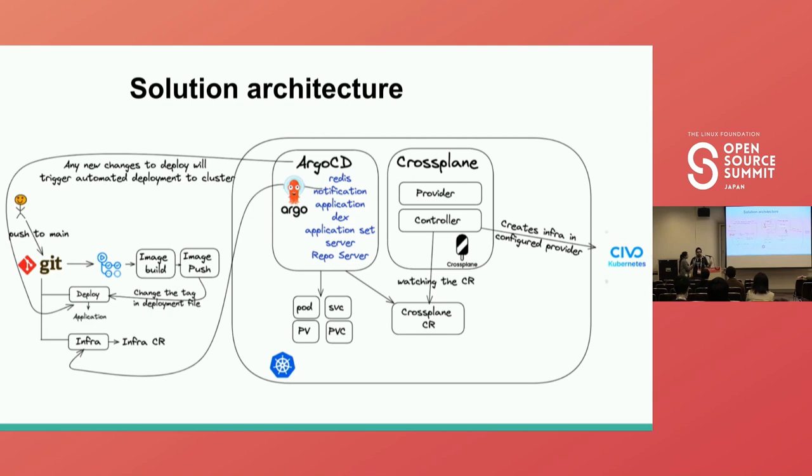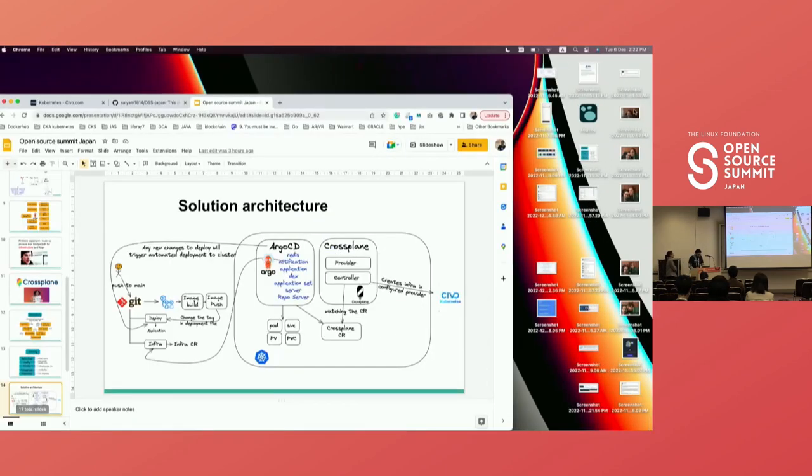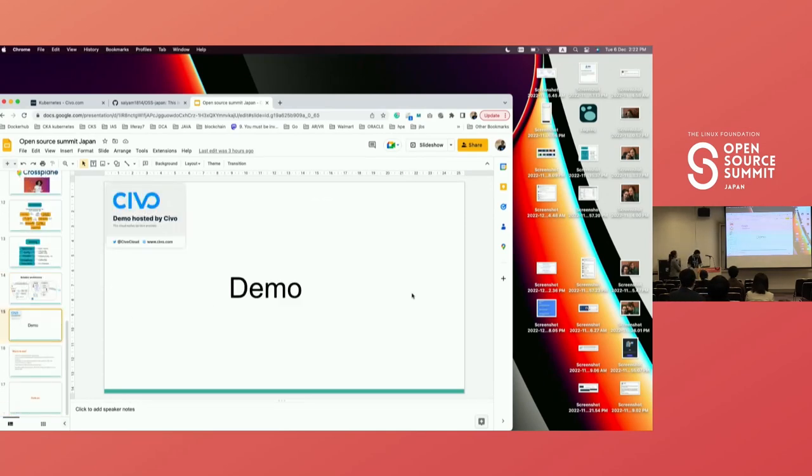ArgoCD doesn't know what YAML it is applying. It is just applying the YAML file. Now, there is also Crossplane that is installed onto this cluster. As soon as ArgoCD applies that Crossplane custom resource, the controller will be watching that and will create the infra with the configured cloud provider. So that's how the overall working would look. Let's move and see all these things in action so that, you know, I'm not faking it. It actually works. So it's demo time.